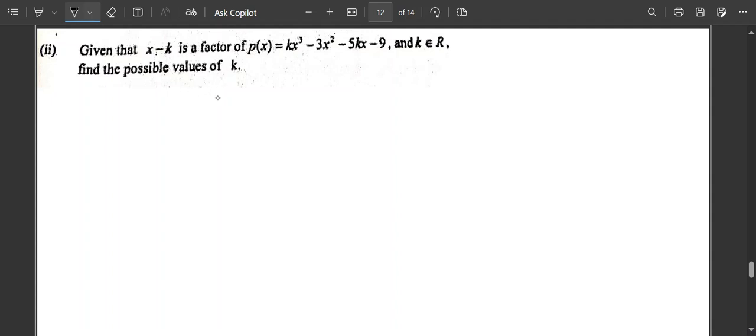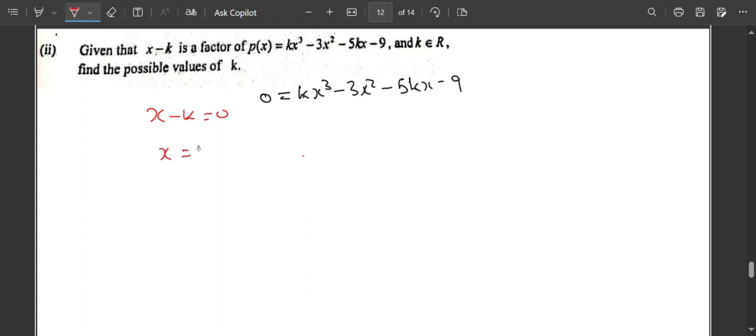So if it's a factor, then it should give us 0. So what we are going to do is, we'll say it should give us 0 if it's a factor. So we'll say kx cubed, minus 3x squared minus 5kx minus 9 there. Okay, so I'll substitute. I'll solve the value of k here. So I have x minus k, and solving is equal to, let's say, 0.